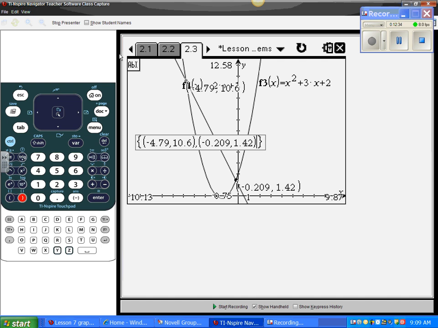Okay, hit enter, and it'll stay. Great. Okay, so those are your solutions. So you guys pretty comfortable with doing it graphically? Pretty easy, right?